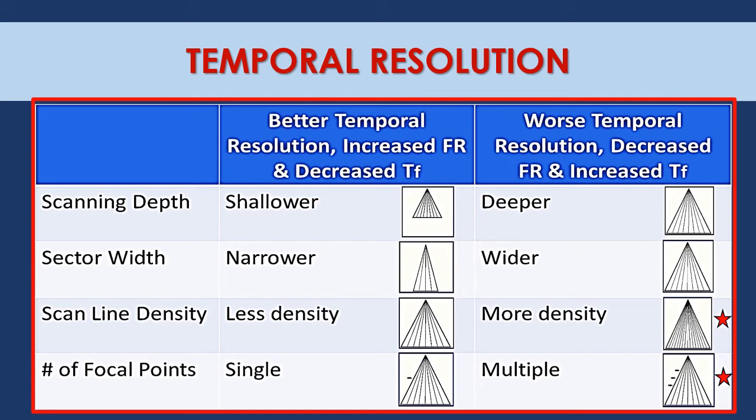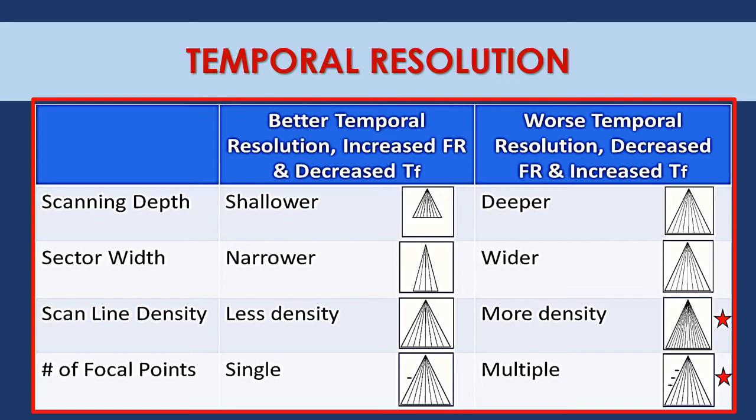So what if I'm applying multiple focal points? For example, here I'm having 3 focal points. What happened here? Each scan line will receive 3 pulses to finish the scan line. So the time of the frame now is multiplied by 3, or 3 times longer. And this will decrease the frame rate.